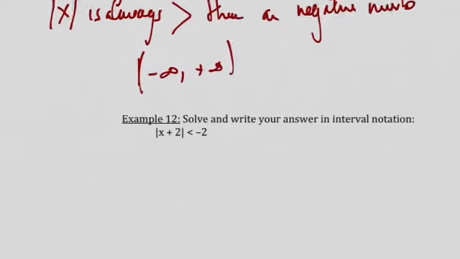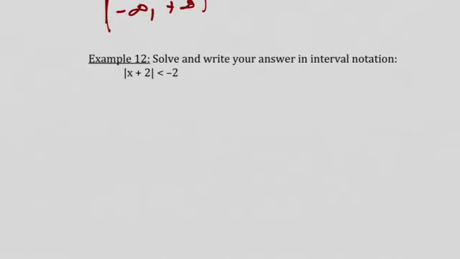Okay? And I can do exactly the same thing for example number 12. An absolute value, because it's always greater than a negative number, that means right here it's a no solution. Okay? And you have to be able to answer this question very quickly.